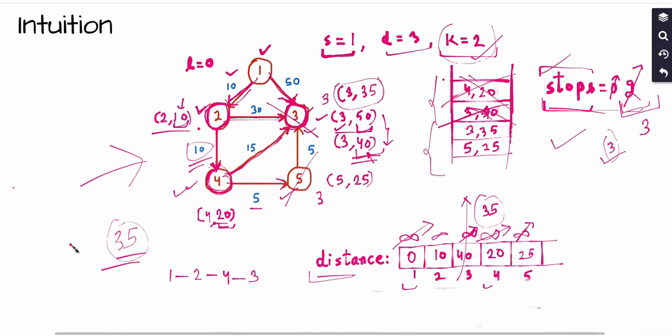So this is the cheapest price which we require to move from source city to the destination. So that's how the algorithm works. That's how a little modification in the BFS will do the job. Let's see the implementation for the idea.